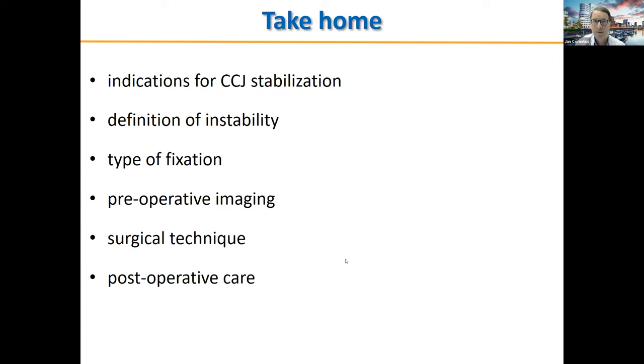So we talked about the indications for stabilizations at the craniocervical junction, we defined what is instability. We talked about different types of fixation. We highlighted the careful analysis of preoperative imaging. We talked about the surgical technique and the postoperative care. Thank you very much for your attention.